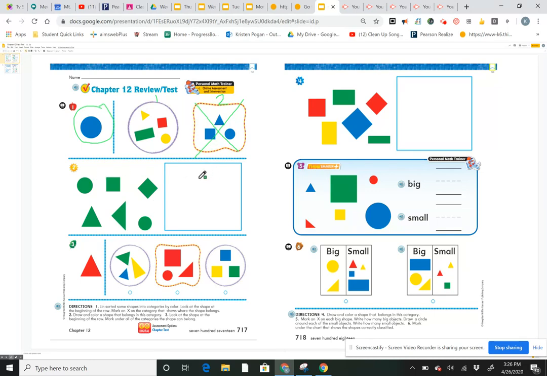So I'm going to choose any shape, draw it in this box. What's important is I make sure it's green. I'm going to choose a triangle. Any shape you chose is fine as long as you chose green.